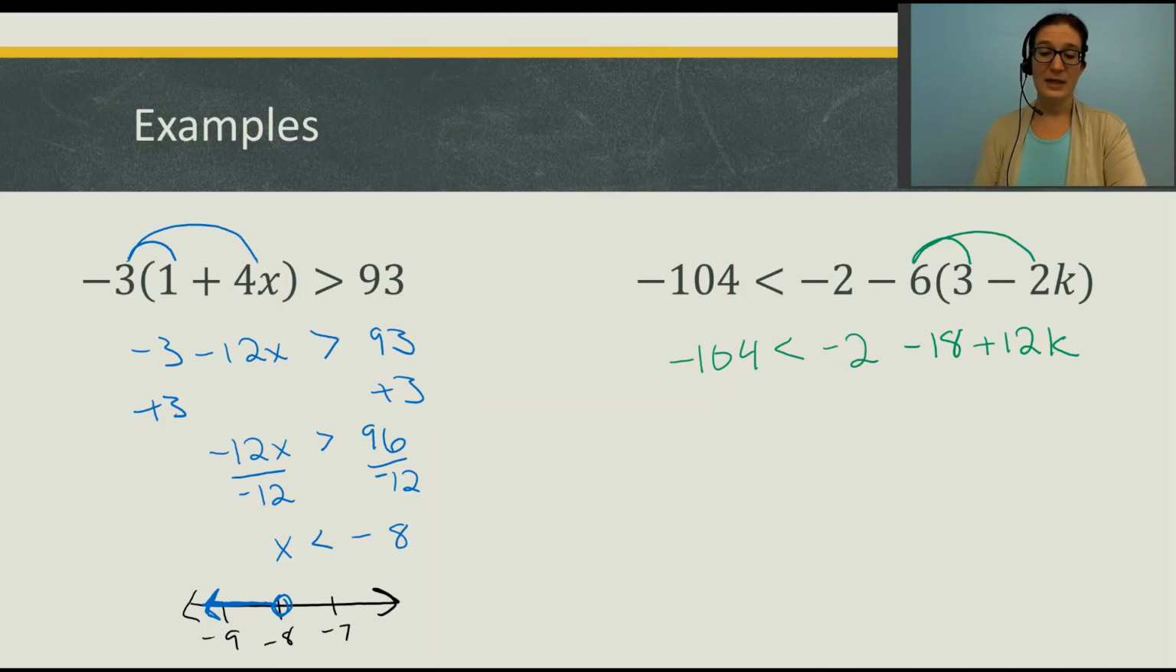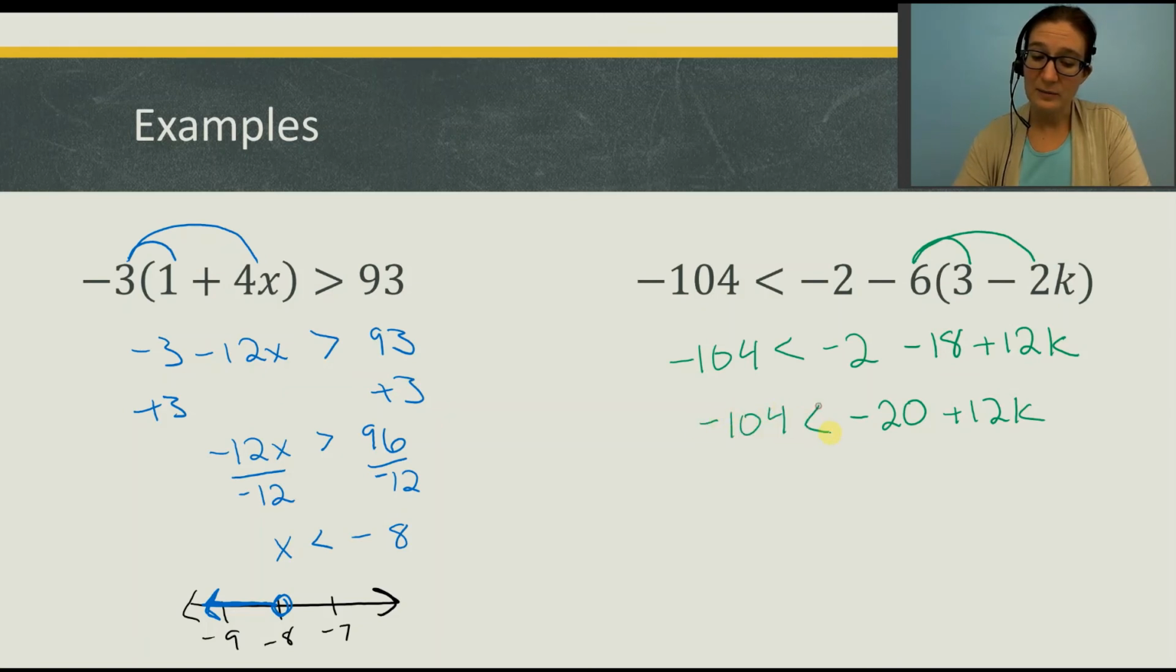There we go. Now we're looking for those like terms to combine. Negative 2 and negative 18 are just numbers. We can always combine those. Two negatives take us very far negative, so now we're at negative 20 plus 12k. And our negative 104 is still over here. There we go. Now I've got a two-step problem we can solve with our inverse operations. Because it is minus 20, I will go ahead and add 20 to make that 0. Because we are adding to a negative, it is now less negative, so we're only at negative 84 now, is less than 12k.